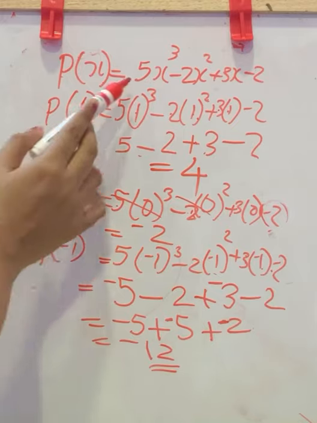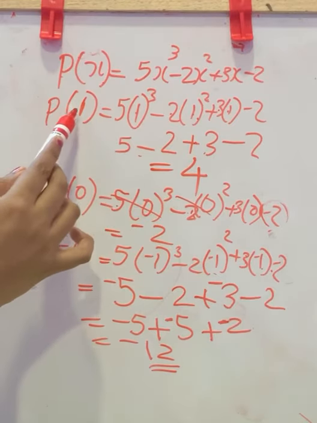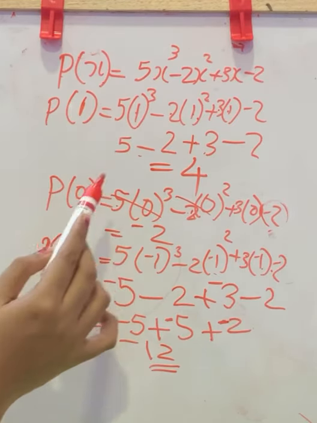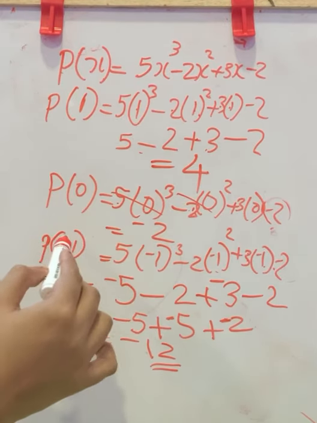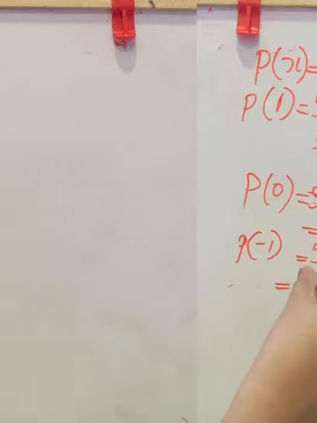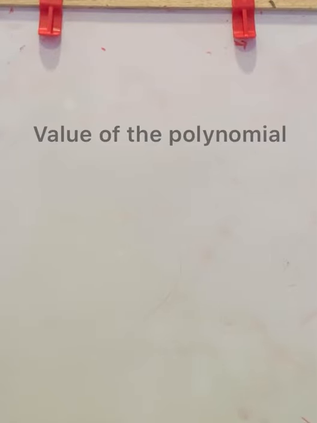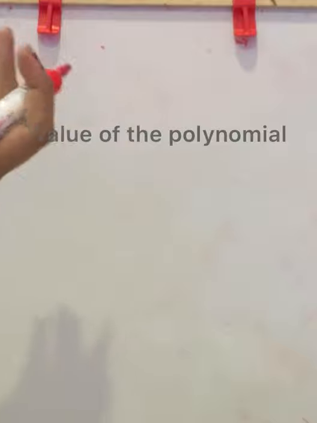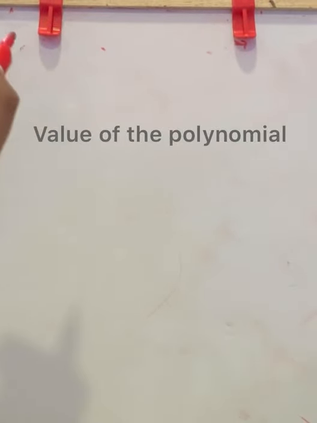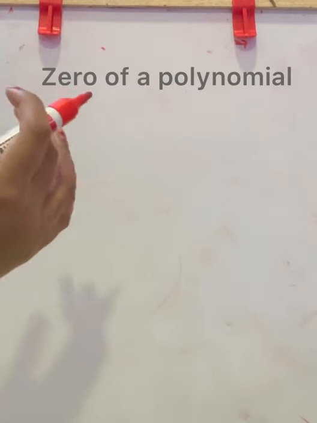So the value of this polynomial when x is equal to 1 is 4, when x is equal to 0 is negative 2, and when x is equal to minus 1 is minus 12. Till now we found the value of the given polynomial. To find the value, we can substitute any value for x, then we will get an answer. Now we are going to talk about the zero of a polynomial.